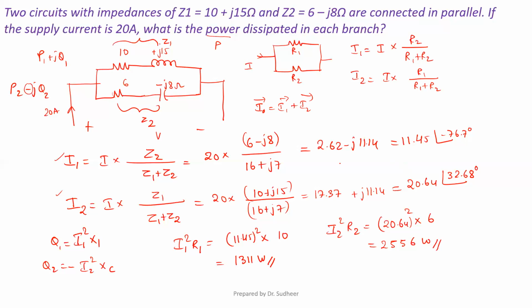If you draw the phasor diagram for this, your I1 will be 11.45 at an angle of minus 76.7 degrees. Your I2 will be 20.64 at 32.68 degrees. With the phasor summation you get around 20 at an angle of 0.